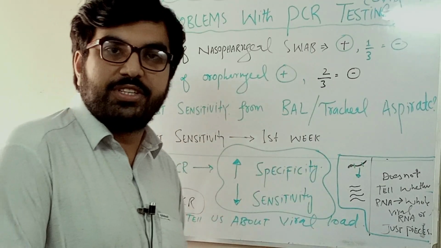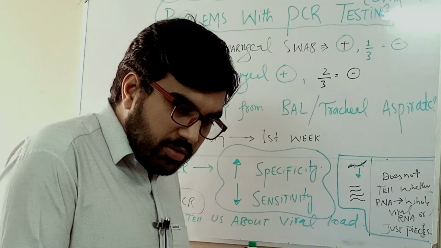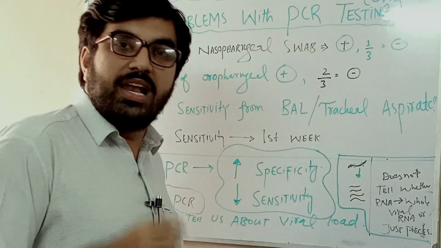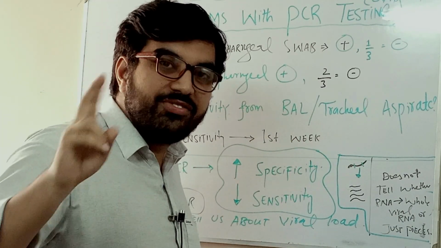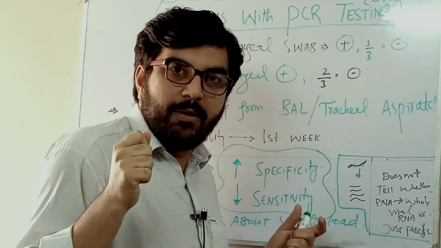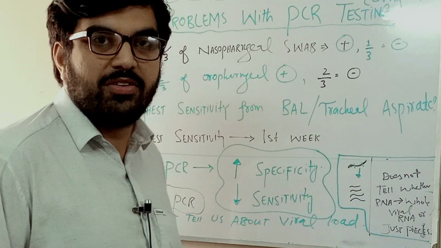Now what is the mechanism of this? It does not tell you whether the RNA that the PCR has detected is living RNA lying in the person's nose or throat or the lungs, or whether it is dead RNA. What it does is take only pieces of RNA, amplify those pieces, and the RNA is detected.